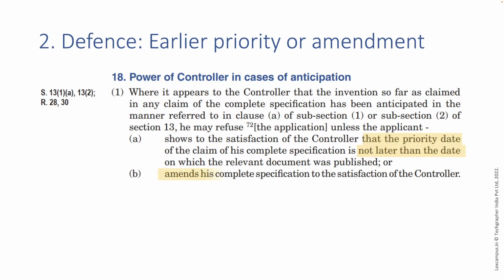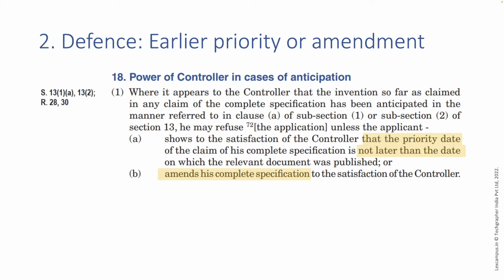Then the second response is that the applicant amends the complete specification to the satisfaction of the controller. So these are the two defenses you can raise. Defense number one is to satisfy the controller. Satisfaction of the controller is the word the Act uses. This is largely by argument. You go for a hearing and you try to show the controller that your priority is earlier than the document the controller has cited.